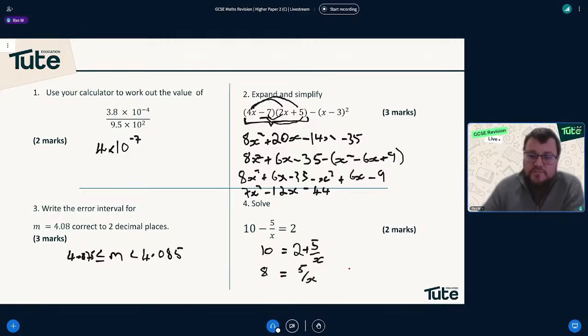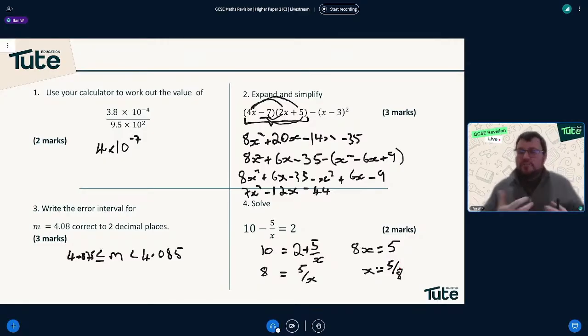5 over x. I would advise you to put one on top of each other here, but I'm running out of space, so I'm probably going to have to move 2 over here. Then you've got 8x, because I'm multiplying through by the x, is equal to 5, and then I'm dividing through by 8, and I've got an answer of 5 over 8. And you can check now, you can slap that into your original equation. 10 take away 5 over 5 over 8, and it will give you 2, so you know you are correct.